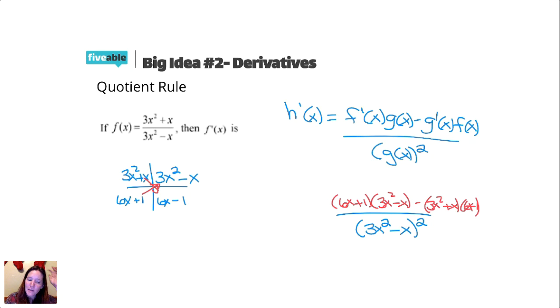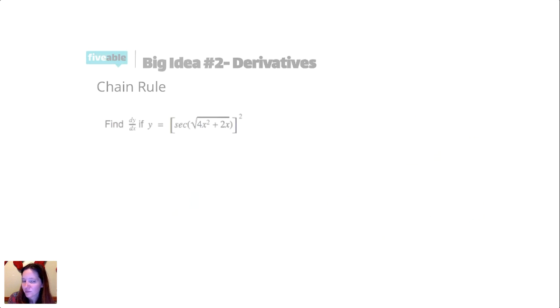Sorry, that's really messy, but that's the quotient rule. For time's sake, I'm not going to bother simplifying that. Obviously, if this is multiple choice, you should. If it was free response, don't bother, right? It does simplify, but we're going to leave that alone.